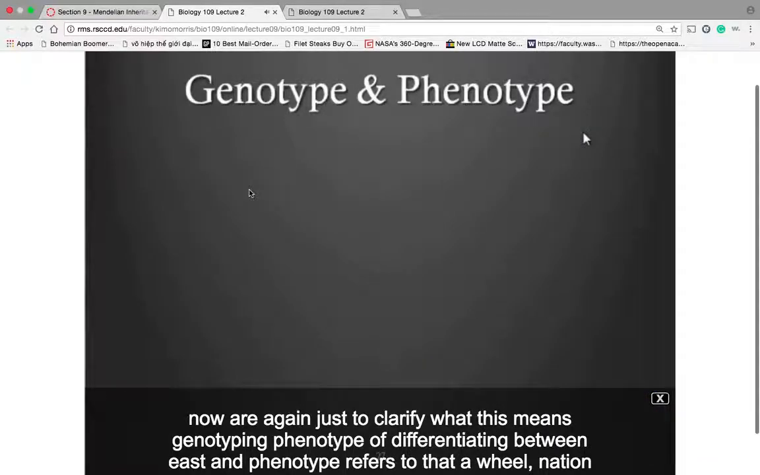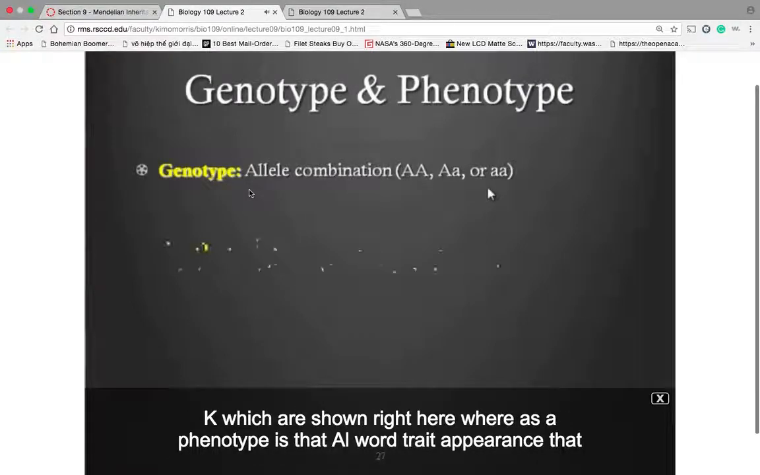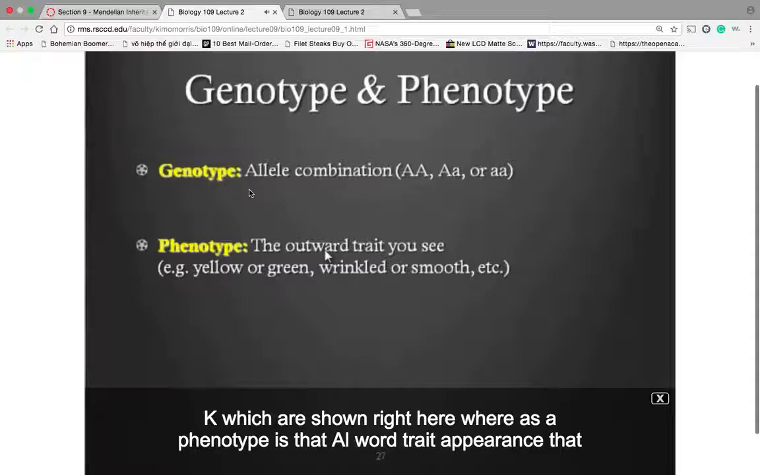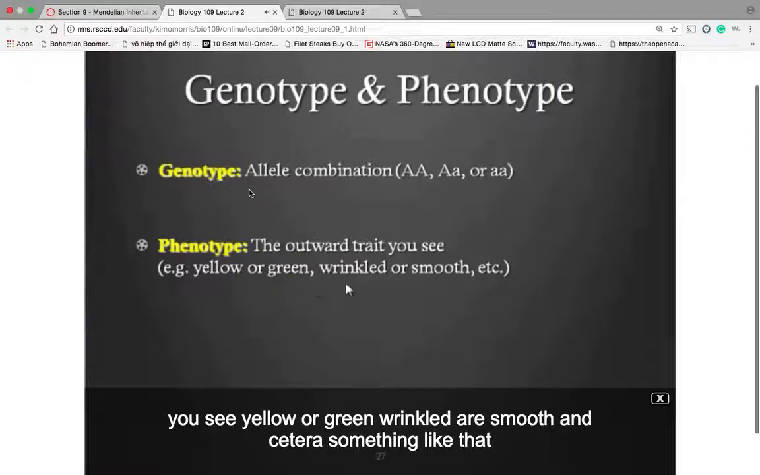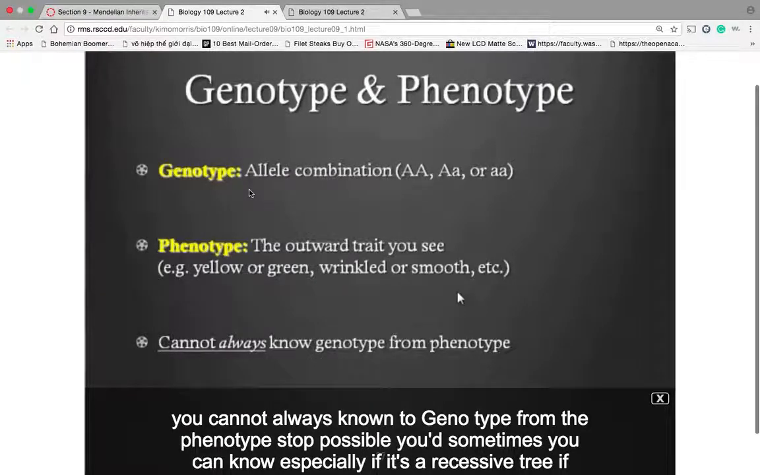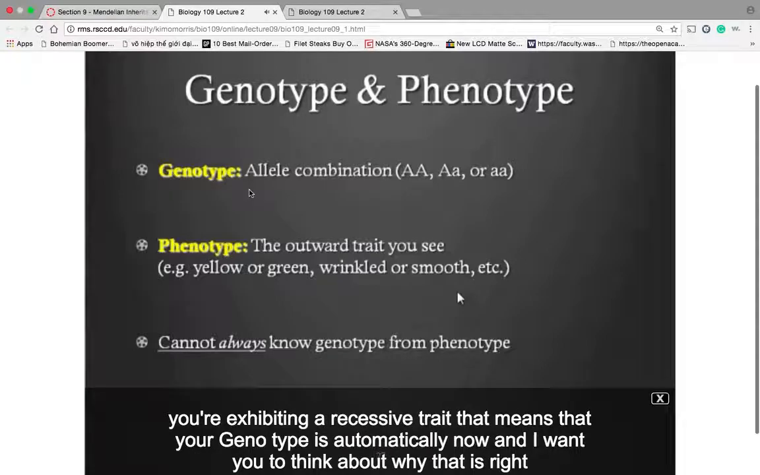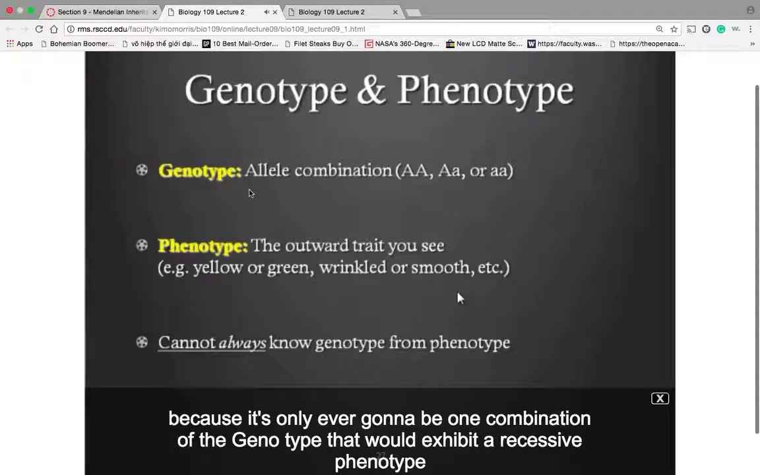Now, again, just to clarify what this means, differentiating between genotype and phenotype: a genotype refers to that allele combination, which is shown right here, whereas a phenotype is that outward trait appearance that you see, yellow or green, wrinkled or smooth, something like that. You cannot always know the genotype from the phenotype. It's not possible. Sometimes you can know, especially if it's a recessive trait. If you're exhibiting a recessive trait, then it means that your genotype is automatically known. And I want you to think about why that is, right? Because there's only ever going to be one combination of a genotype that would exhibit a recessive phenotype.